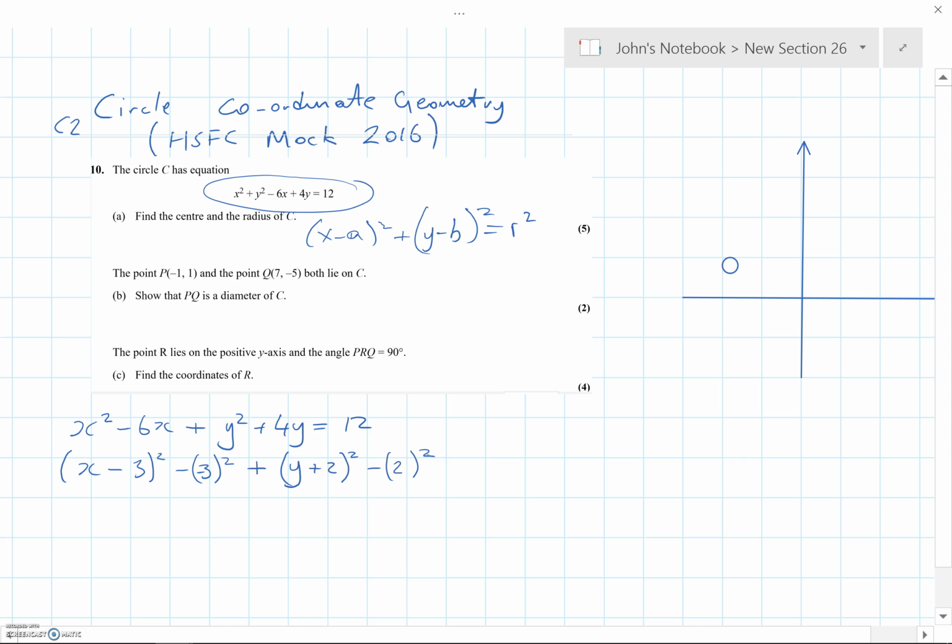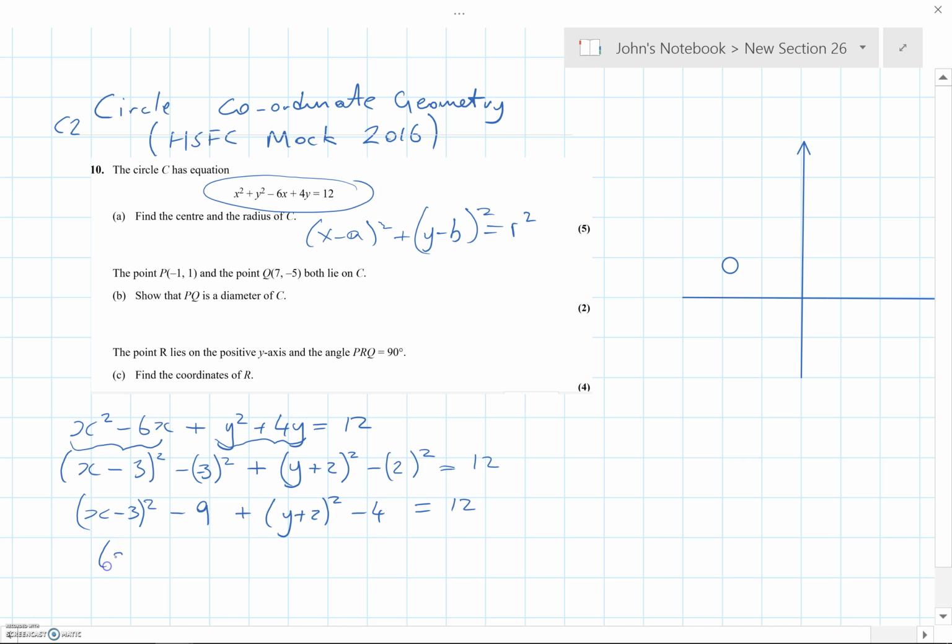So we've completed the square for x squared minus 6x, and we've completed the square for y squared plus 4y, and we've still got that equal to 12. So that gives us (x minus 3) squared minus 9 plus (y plus 2) squared minus 4 equals 12.